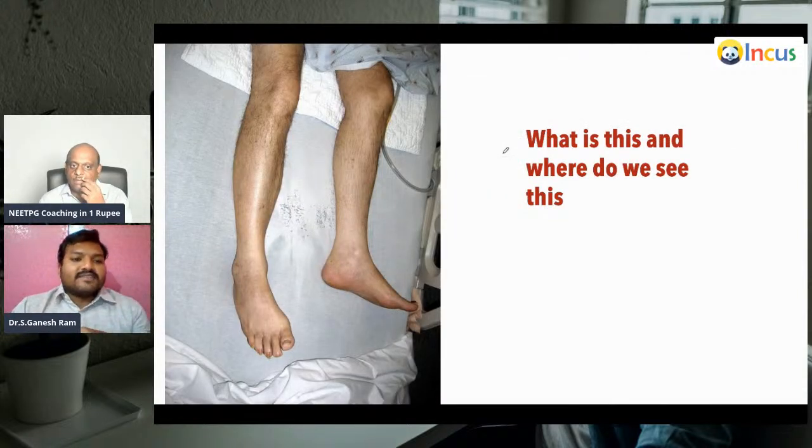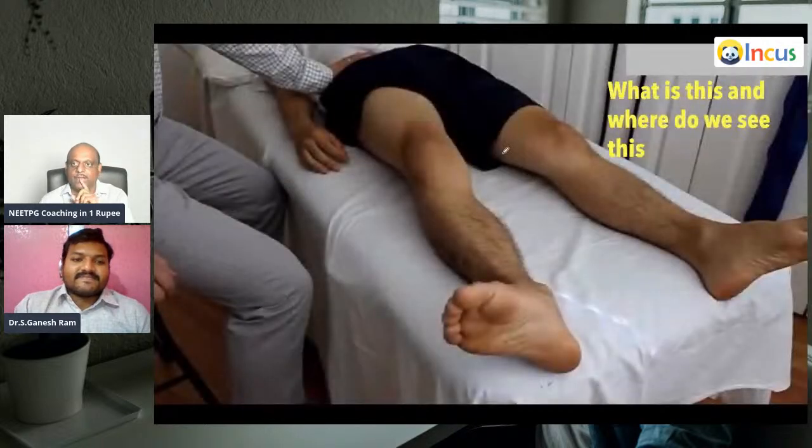Well, this is the opposite of that. Flexion, abduction, and external rotation, seen in anterior dislocation of the hip. Great.